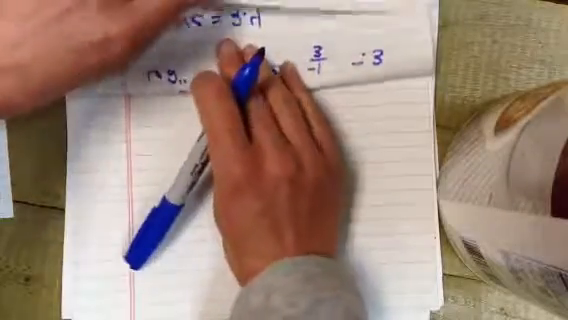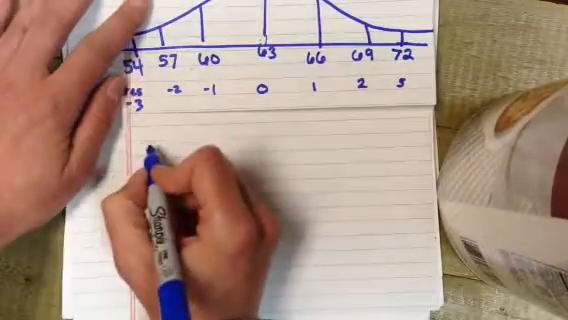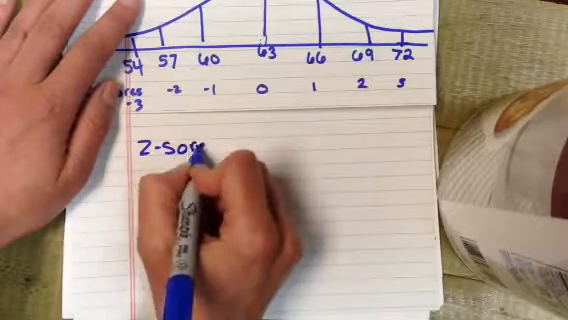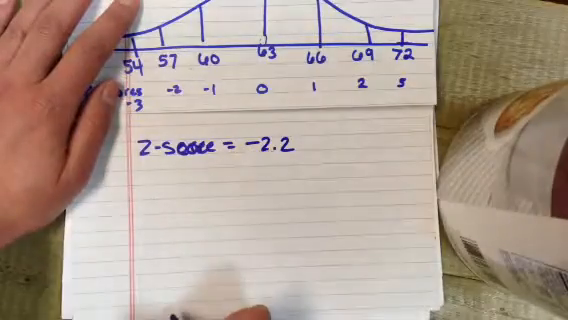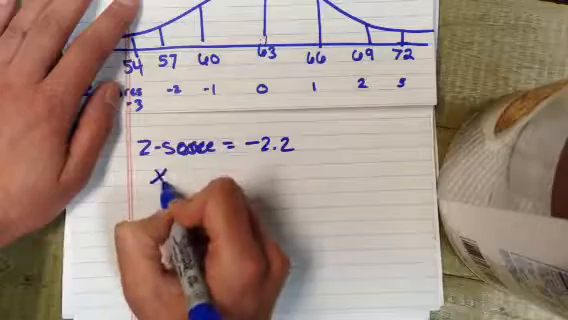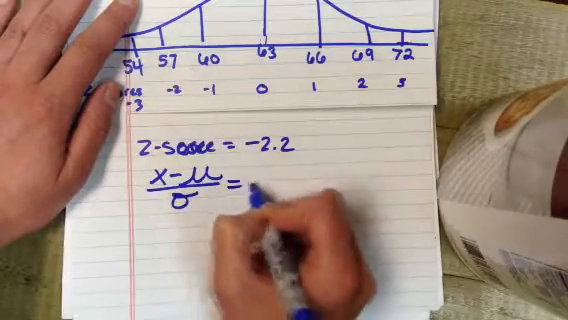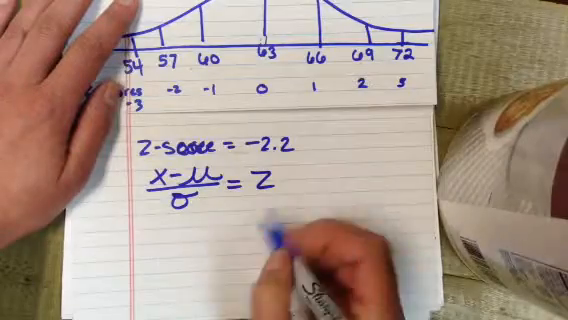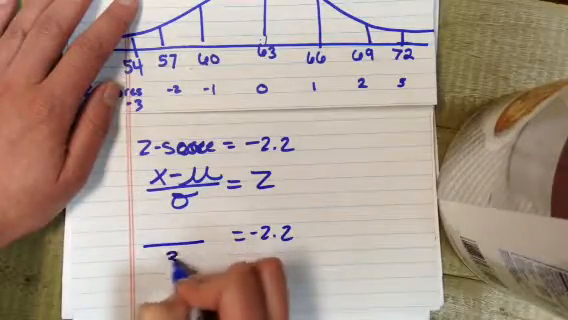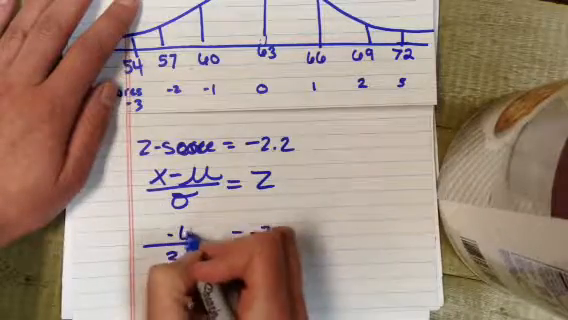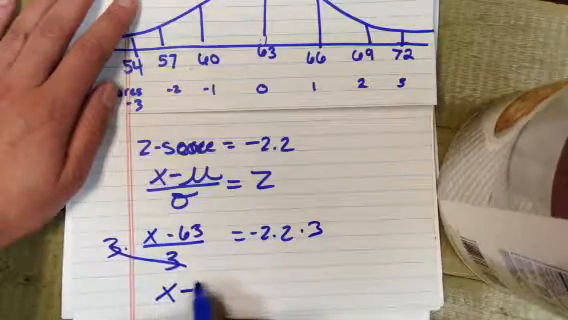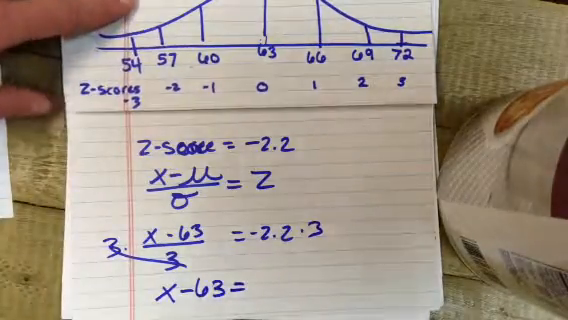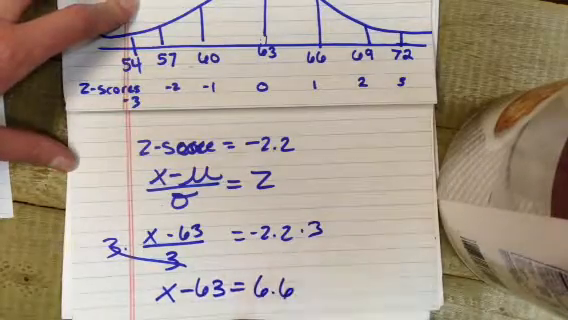Okay, I can do the same thing. Let's do a negative z-score. So somebody has a z-score of negative 2.2. So I can go back to that formula. X minus the mean divided by the standard deviation equals the z-score. So there's my z-score. We know the graph was going by 3s and the mean was 63, and I'm trying to find x. So again, I'm going to multiply both sides by 3. And negative 2.2 times 3 will give me negative 6.6.